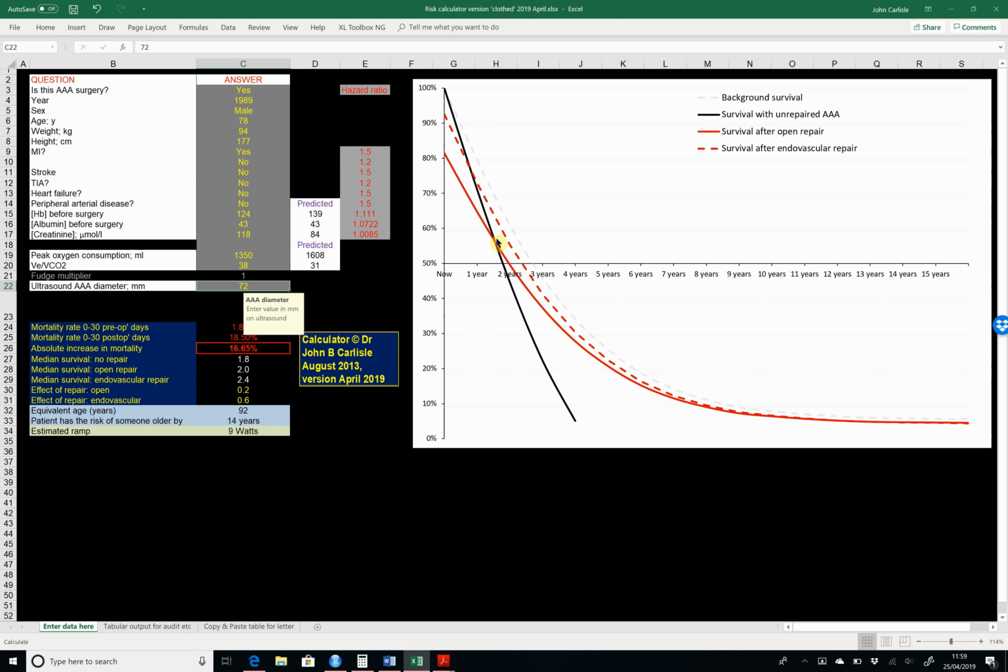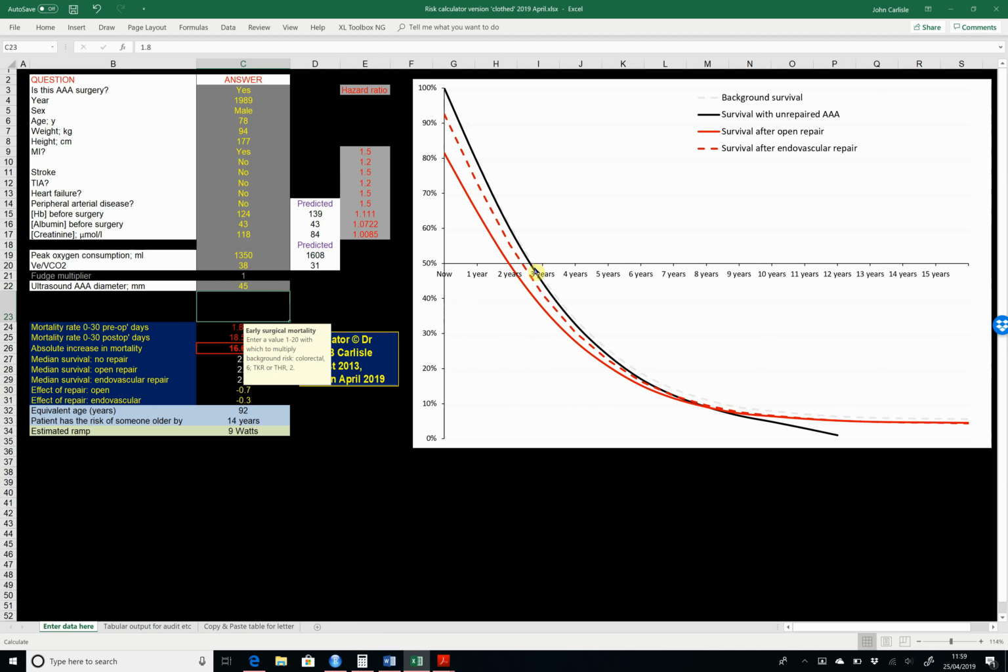Black is survival without AAA repair. So if we make the aneurysm, say, 45 millimeters, then survival's improved because the aneurysm is not killing them, but lots of other things are killing them, pneumonias and so on. The 2 red lines, one is survival after open repair in solid red, and one is after endovascular repair in dashed.